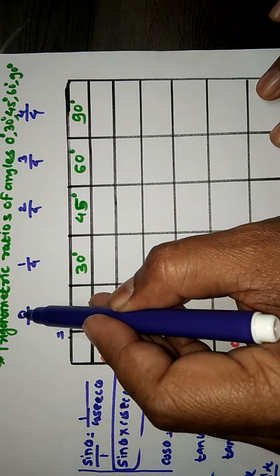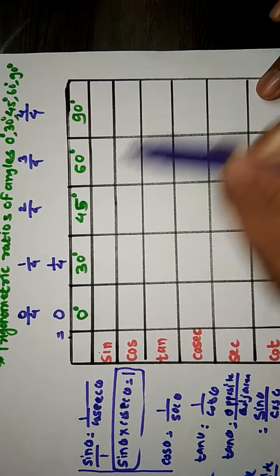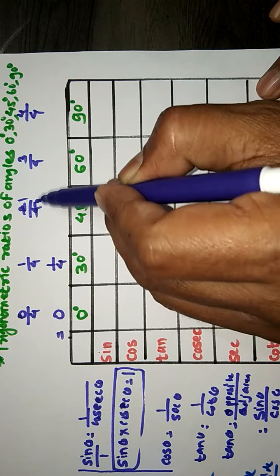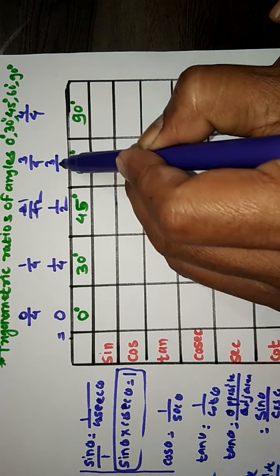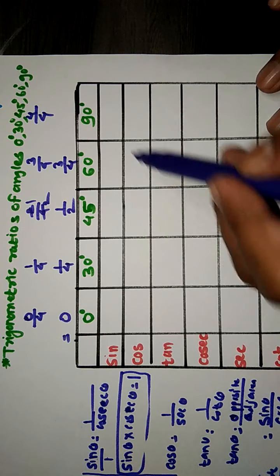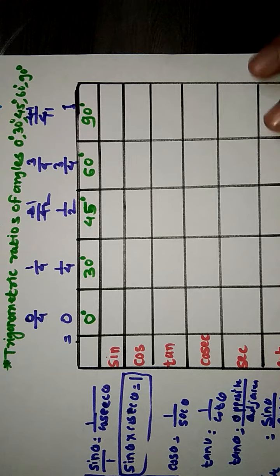Now we simplify here. 0 divided by 4 means 0. 1 upon 4, we write 1 upon 4. Here 2 ones are 2, 2 twos are 4, it is written as 1 by 2. Here no division, 3 upon 4. But here we divide, 4 ones are 4, means here 1.